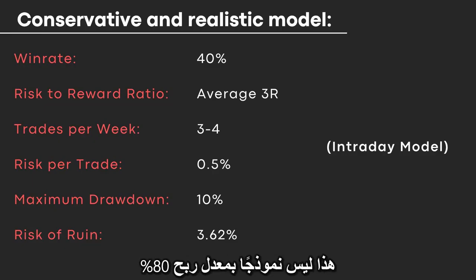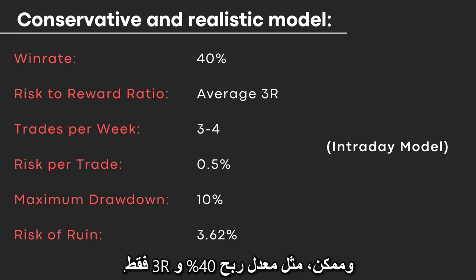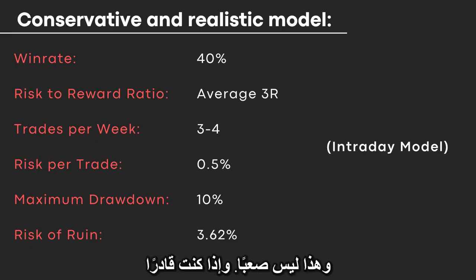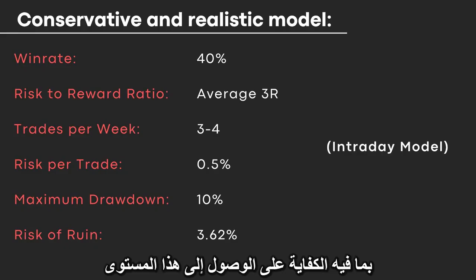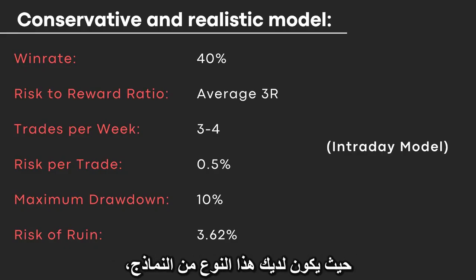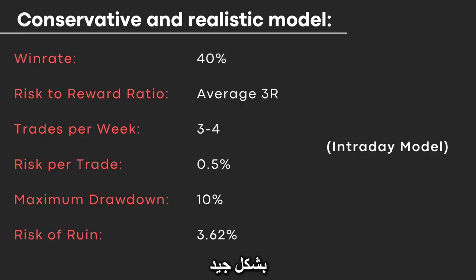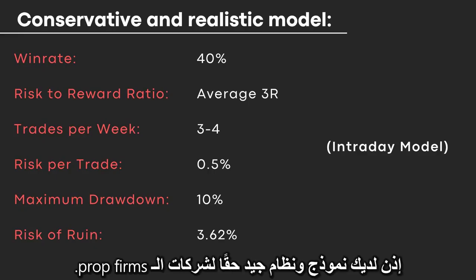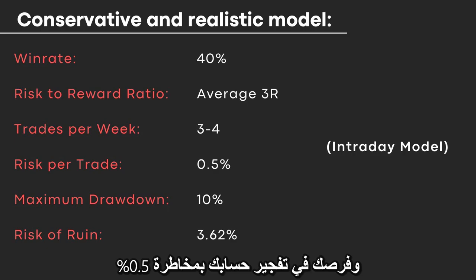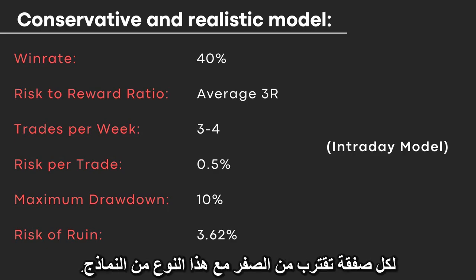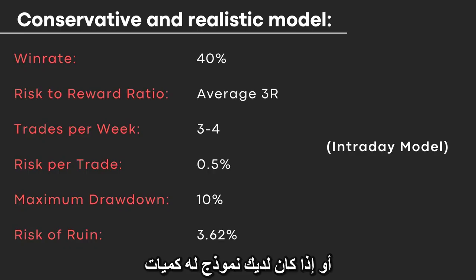Now this isn't an 80% win rate or a 10 average risk to reward ratio model, but instead it's pretty attainable and feasible, like 40% win rate and only 3RR, right? And it ain't that hard. If you're capable enough to reach this position where you have a model that is comparably good to this one, then you have a really good model and system for prop firms, and your chances of blowing your account with 0.5% per trade are next to zero. Or if you have a model that has similar metrics to it.